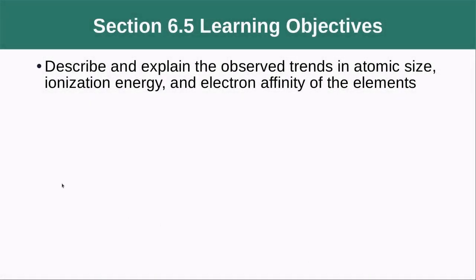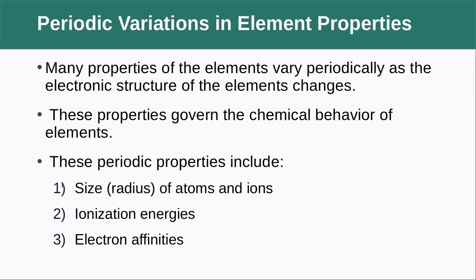Section 6.5. We're going to describe and explain the observed trends in atomic size, ionization energy, and electron affinity of the elements. Many properties of elements vary periodically as the electronic structure of the elements changes. We've seen this from chapter 2, and we reiterated it in the last chapter. These properties govern the chemical behavior of the elements.